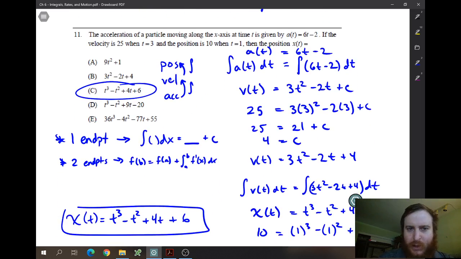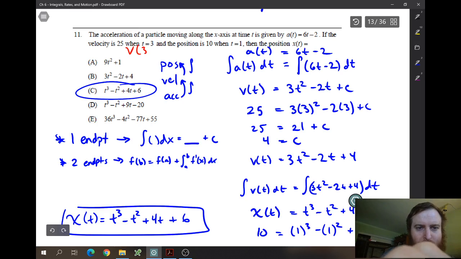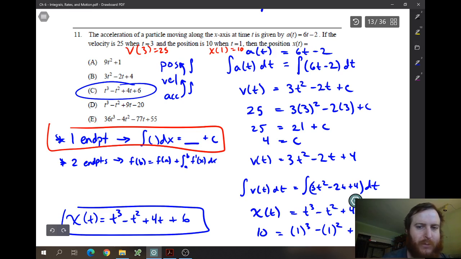Okay, next up, this is the one where technically, even though it looks like we're given 2 endpoints, we're only given 1 endpoint on these. We're starting off at a of t, and they give us that the velocity at time 3 is 25, so v of 3 is 25. And then they give us that the position at 1 is 10. Now technically that is 2 times, but 1 is for position and 1 is for velocity. So really we only have 1 endpoint for each.